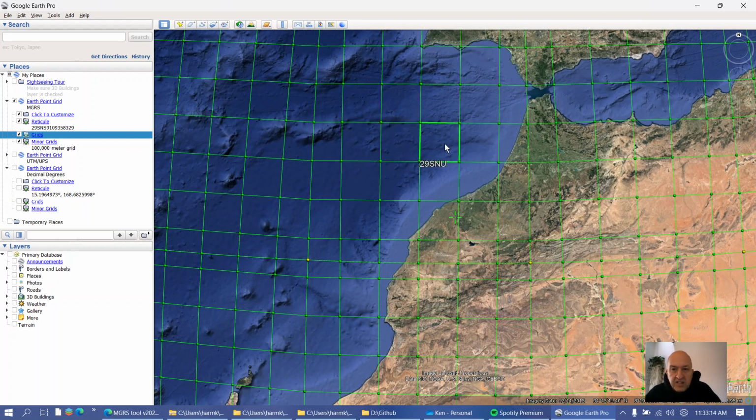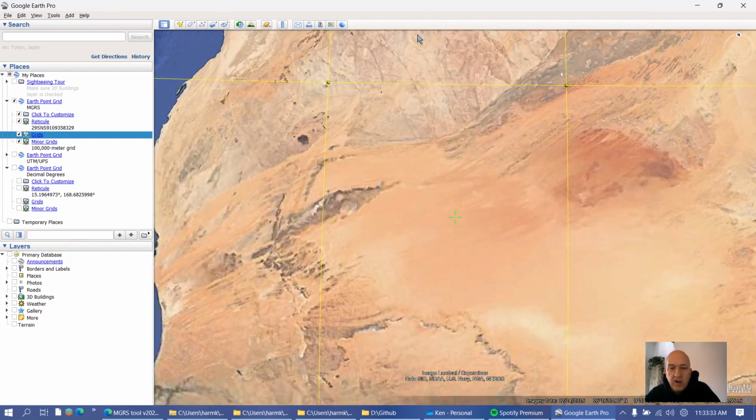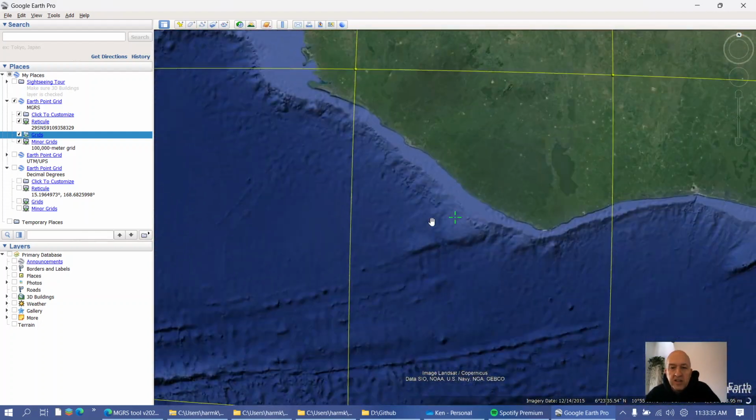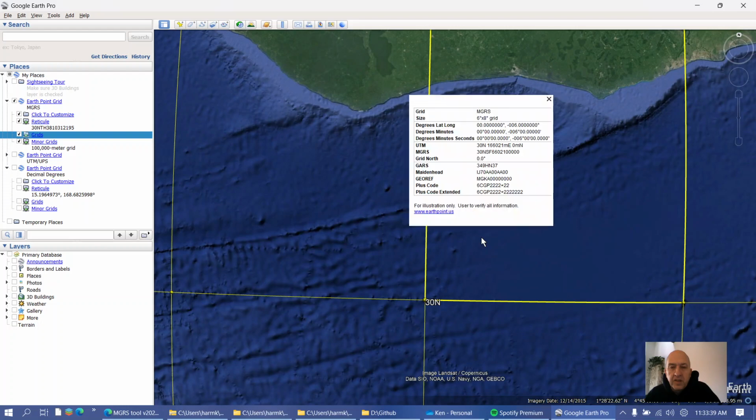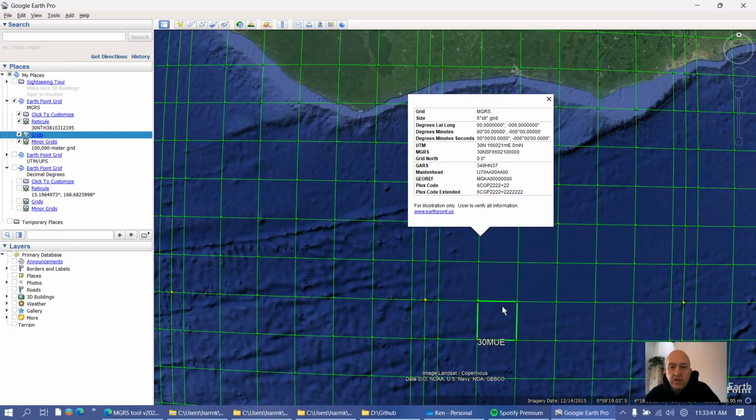If I go to the east of it, this is Papa Uniform, November, Papa. Mike, November, Papa, Romeo, Quebec, and then as I get over to the other grid zone, it's a whole different set of letters. Let's go down to the equator so we can see how those are. So here's the equator. So here's 30 November grid square.